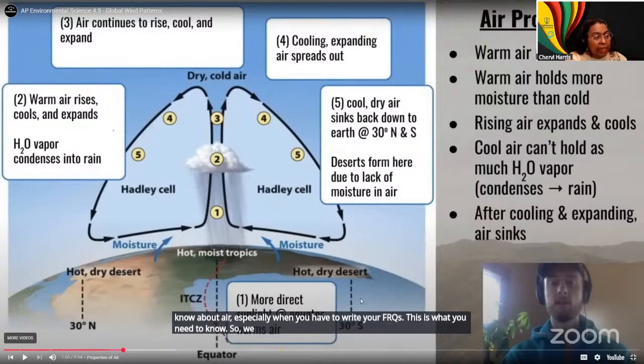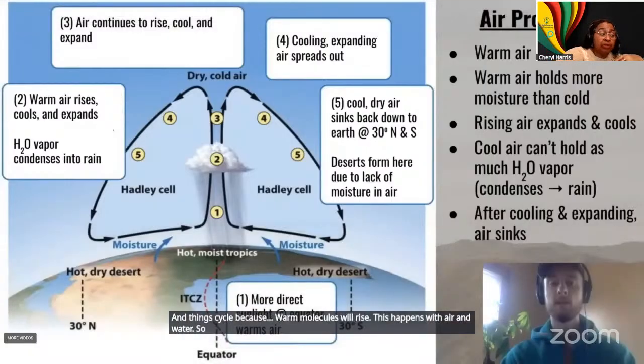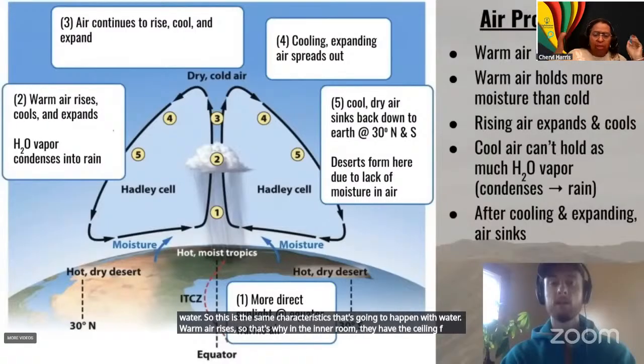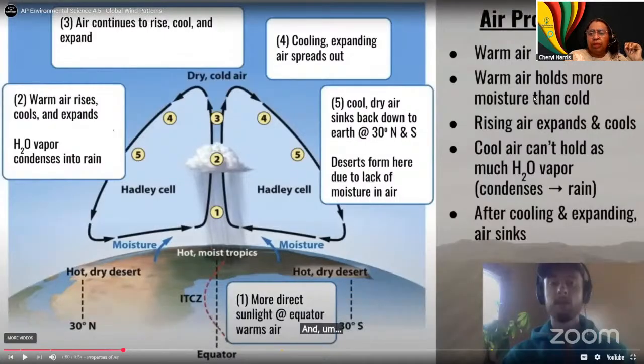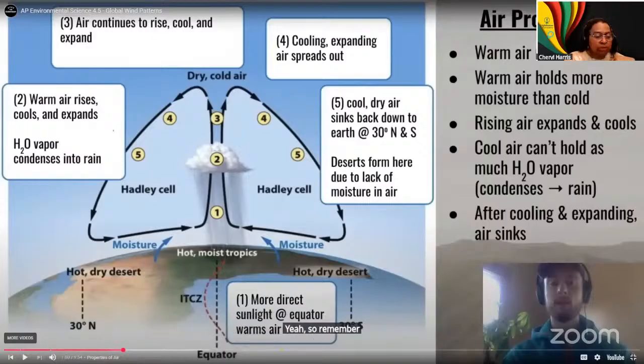So we're talking cycles, and things cycle because warm molecules will rise. This happens with air and water. So this is the same characteristic that's going to happen with water. Warm air rises, so that's why in a room they have the ceiling fans up there to circulate the air, so they push it back down, and then once it gets up top, it drops, it gets heavy, it drops and comes back down, and then it cools as it drops, gets warm again, and it rises, and this is where we have a cycle. All right, so remember these characteristics about air.